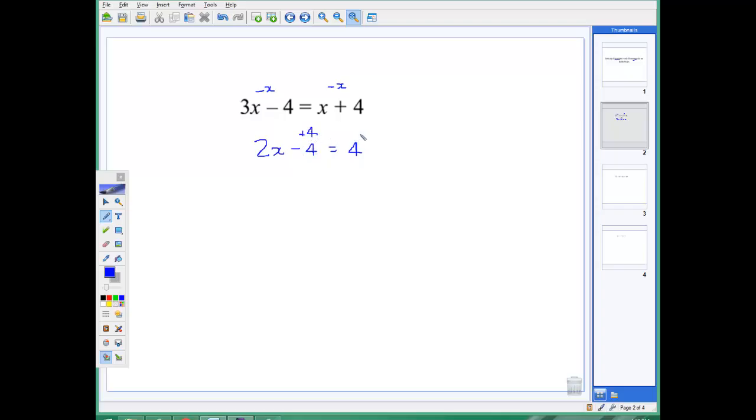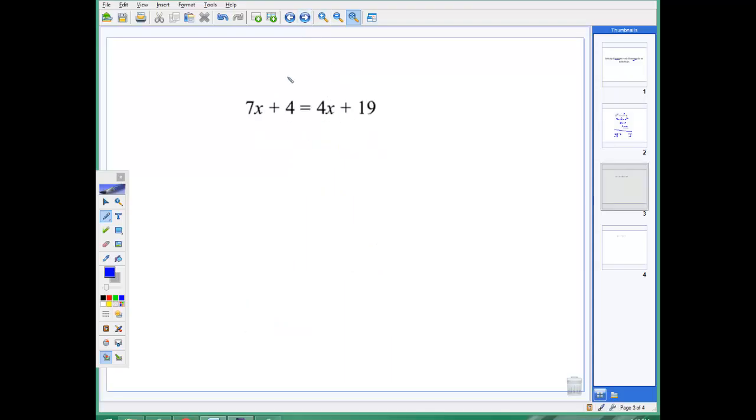So we'll add our 4 on both sides, because we know that 2x would have to be equal to 8, because 8 minus 4 is equal to 4. And then 2 times what number gives us 8? x would be equal to 4 there. Make sure we check the work. So we'll check: 3 times the 4, because if x is equal to 4, minus 4, and if we solve that, that gives us 8 on that side. And on the other side, we'd have 4 plus 4, which also equals 8. So we know that x equals 4 is a solution to that equation.